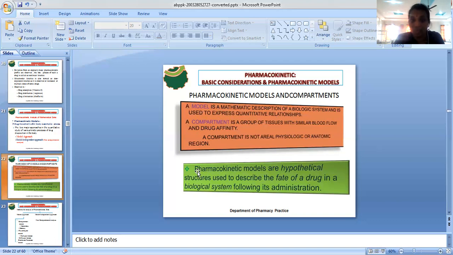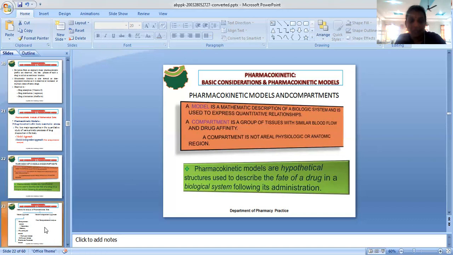The model is a mathematical term. What does the pharmacokinetic model mean? This is a hypothetical structure only, one assumption only. For what purpose is the hypothetical structure made? In order to describe the pharmacokinetic processes of a drug in the biological system within our body, once the drug is given by any route of administration. How the drug moves, the whole process, that means absorption and distribution, can be better explained by these pharmacokinetic models.